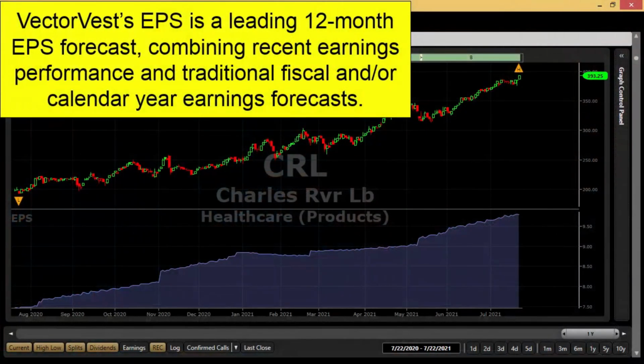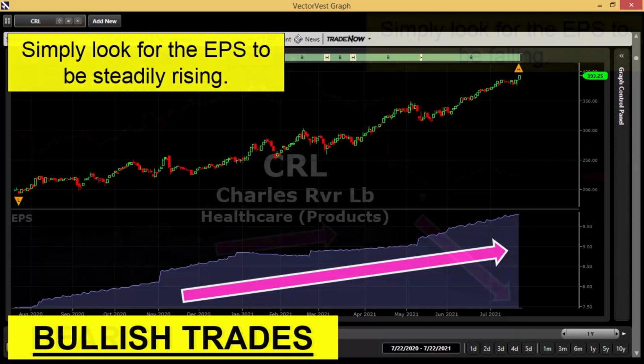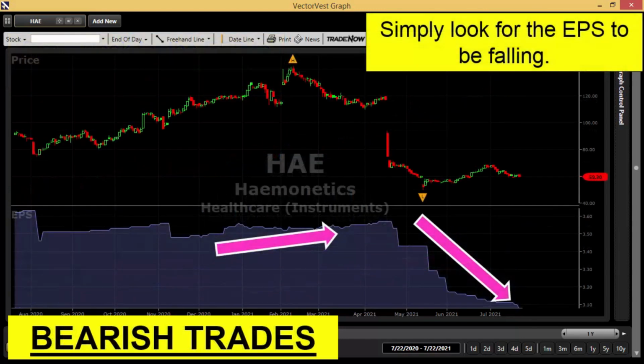Here at VectorVest, we calculate our own earnings per share for each company. VectorVest EPS is a leading 12-month EPS forecast combining recent earnings performance and traditional fiscal and/or calendar year earnings forecasts. For your bullish trades, simply look for that EPS to be steadily rising. We like this nice stair-step pattern that you see here.